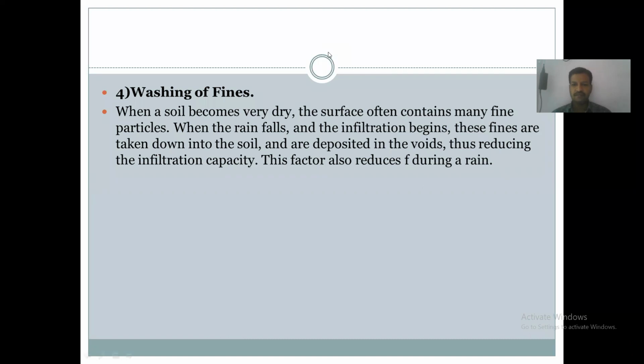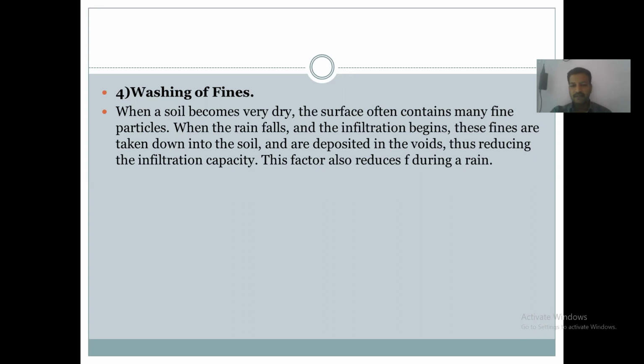Understood? Any difficulty in this? What does washing of the fines mean? The fine particles, because of the water, come down and settle. That is called washing of the fines. They get washed out. Those fine particles get washed out due to rainfall.